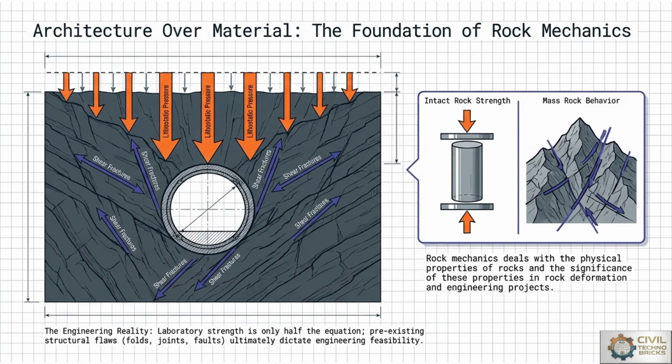So intact rock strength is found by using some compressive testing, whereas mass rock behavior is natural, as explained in the picture. So rock mechanics deals with the physical properties of rocks and the significance of these properties in rock deformation and engineering projects.